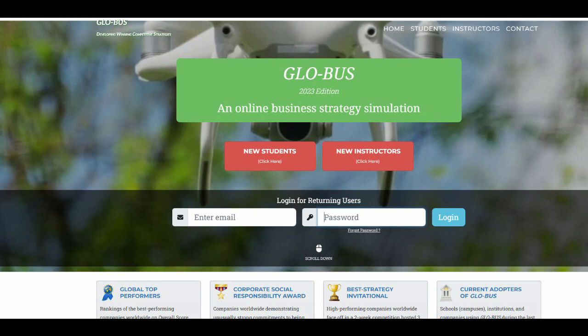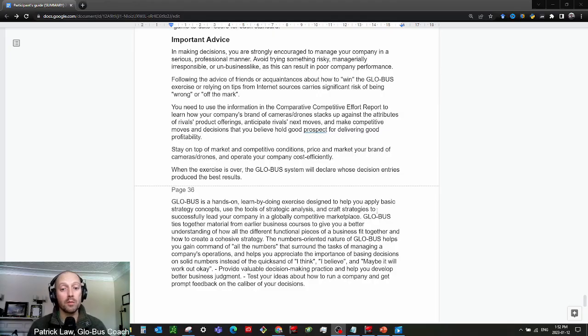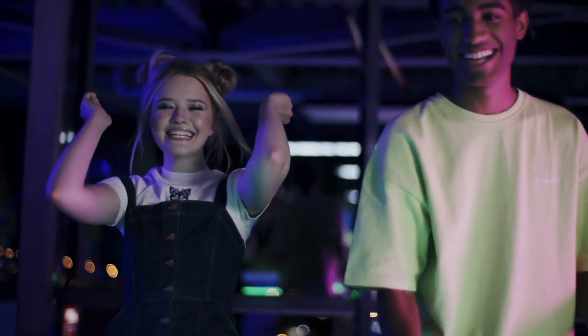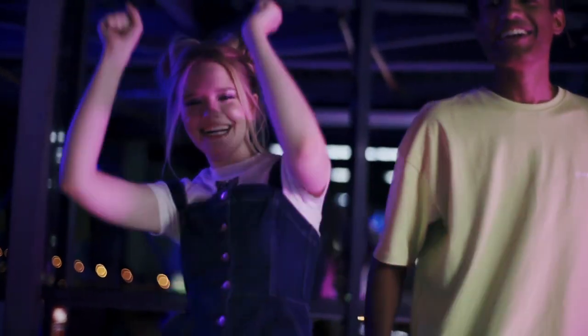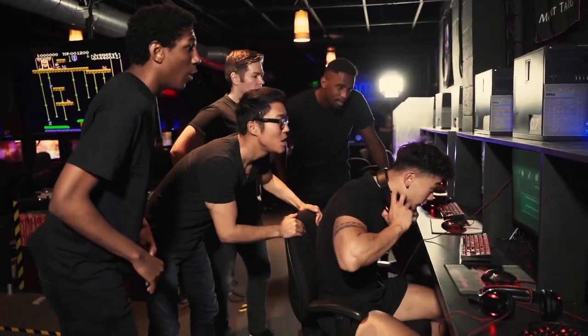Globus is a hands-on, learn-by-doing exercise designed to help you apply basic strategy concepts, use the tools of strategic analysis, and craft strategies to successfully lead your company in a globally competitive marketplace. Globus ties together material from earlier business courses to give you a better understanding of how all the different functional pieces of a business fit together and how to create a cohesive strategy.